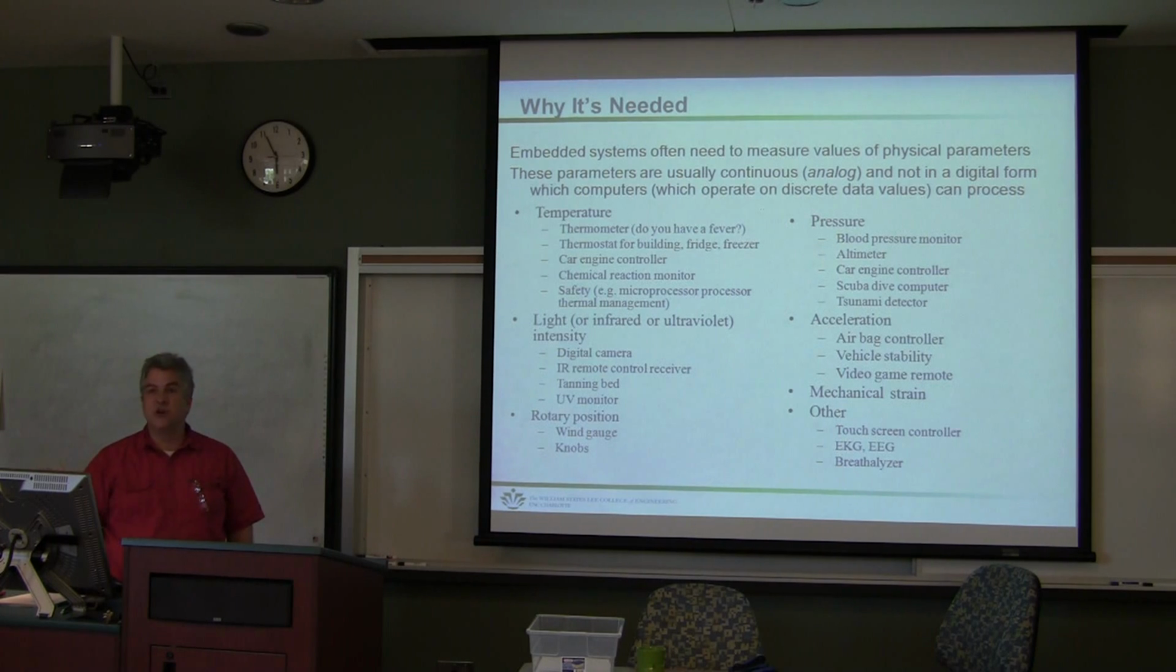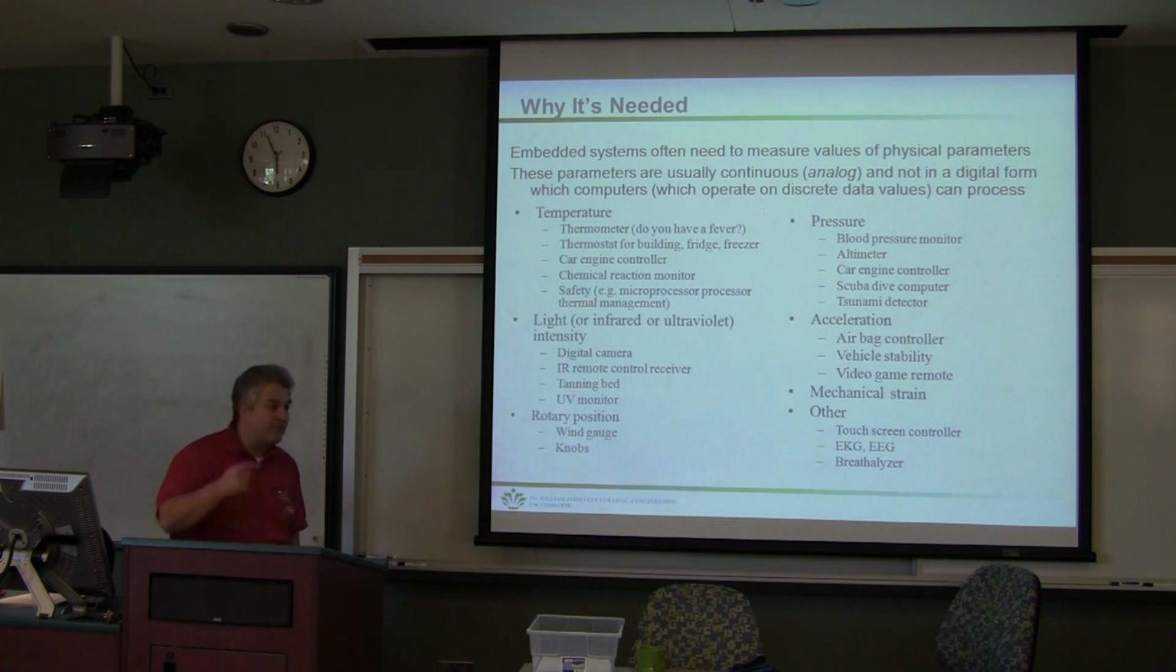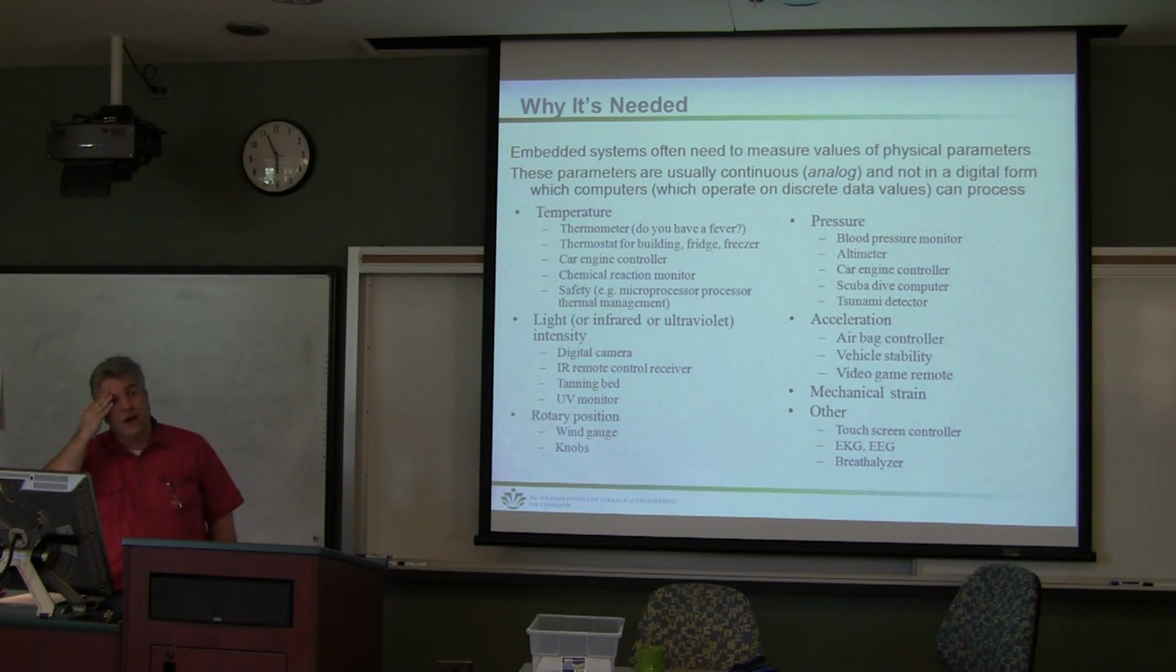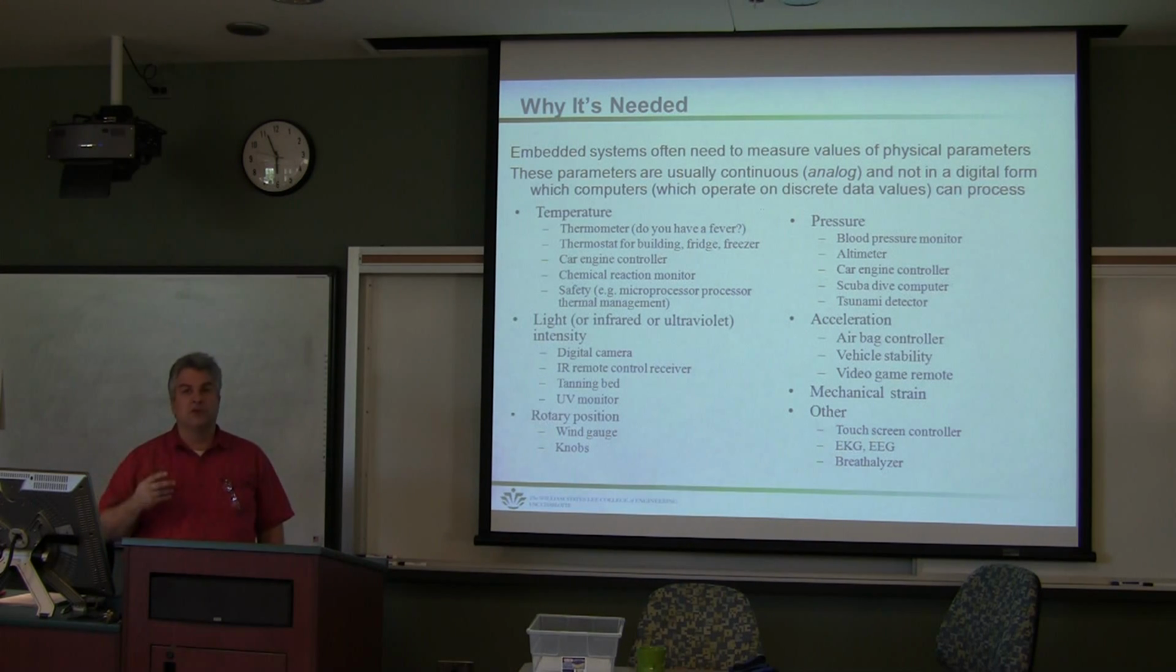Light. Digital cameras need to know how to adjust for any signal that comes in. Remote control, tanning bed, UV monitor. Rotary position, wind gauge knobs, but it also has to do with wheels. Pressure, think of all the applications in the world that we have pressure. Acceleration, one thing that's not even in there is, for example, football helmets. Some of them are now instrumented with accelerometers just to see how much football players are actually getting beat up when they play, or to see if they're going to have a concussion, and then other types of inputs.